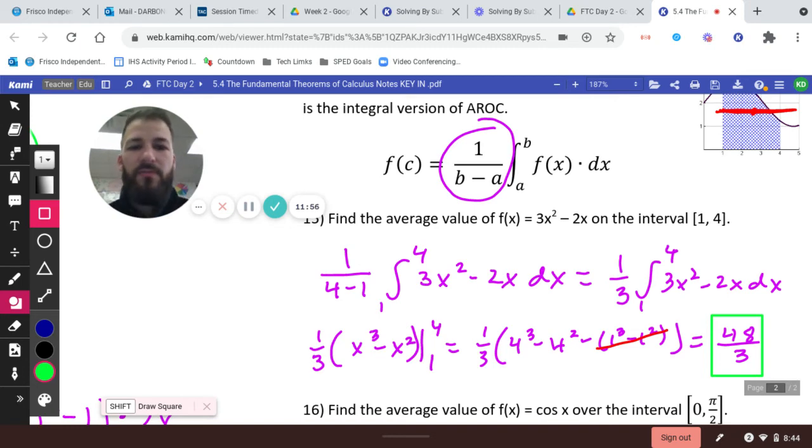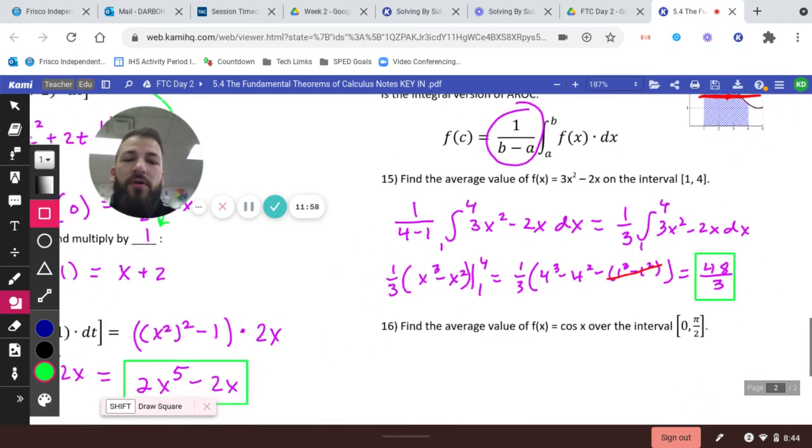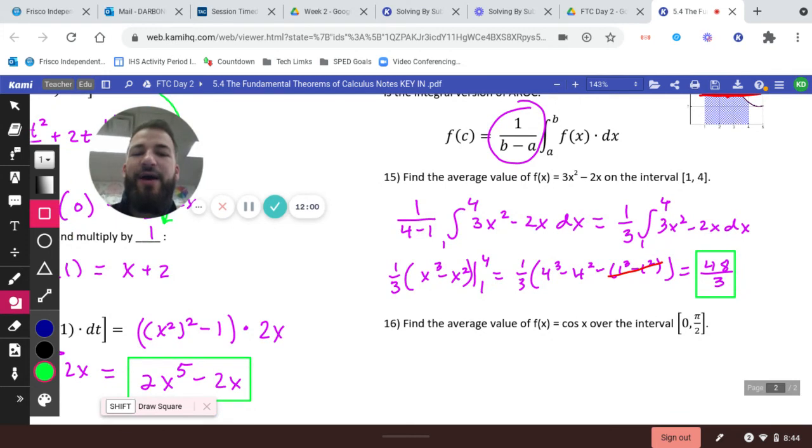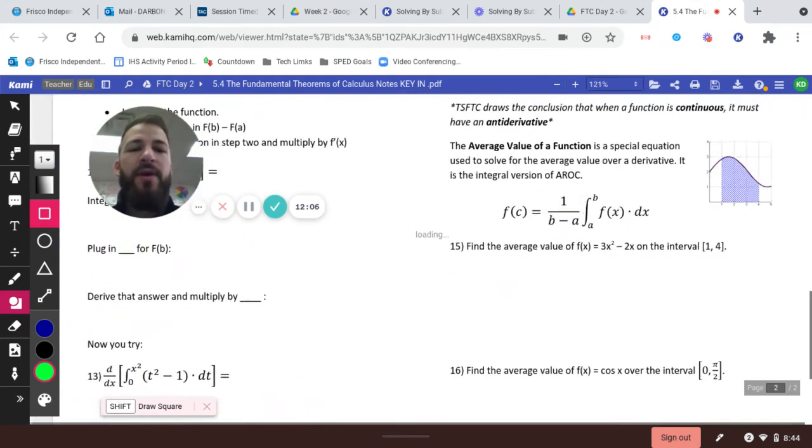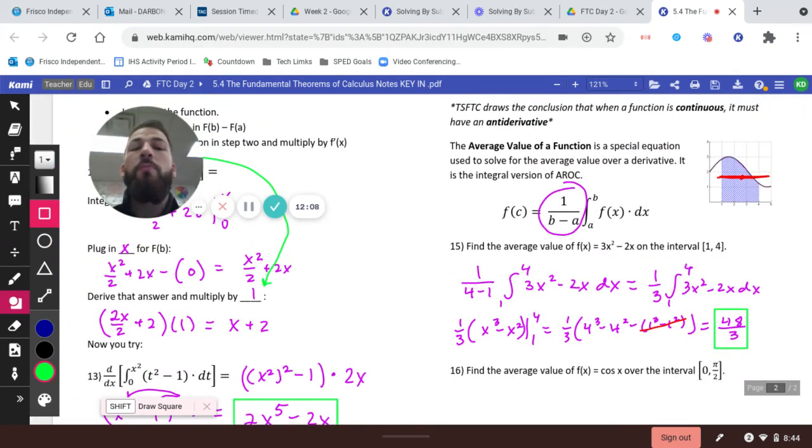So that's something interesting to think about with average value. It's another way to find that average. And when you get to the AP exam, they're going to expect you to be able to pull both of them out when you need to. Depending on what function you have, when it asks you to find the average, you'll either use average value or you'll use average rate of change. It just depends on what function you have.